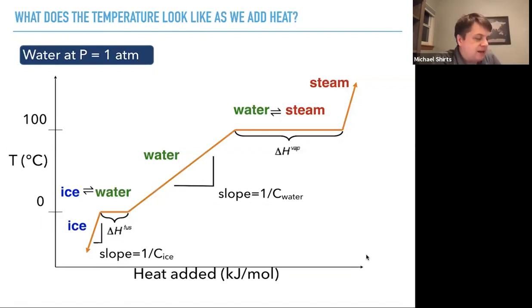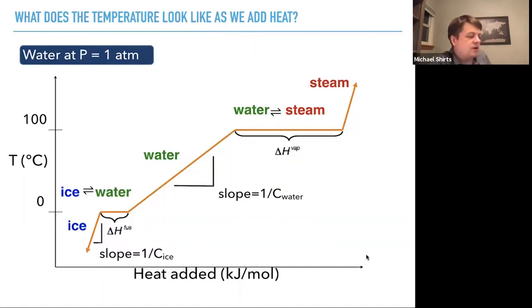And to get the numbers right, we'll use water at 1 atmosphere. So you'd have different shaped curves at different pressures. And so it's water at 1 atmosphere, and say we start off in the ice form, and so we'll be heating it there.